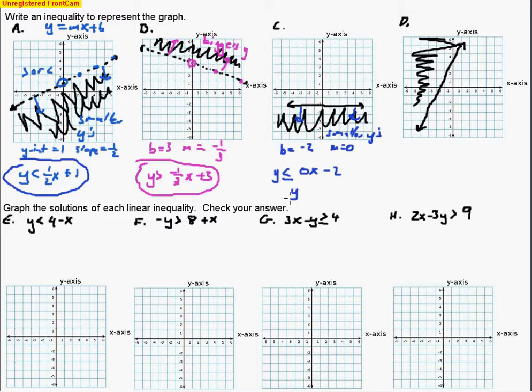You could also write it just this way. Y is less than or equal to -2. And that would be our answer. Well, one more problem for this set of directions.